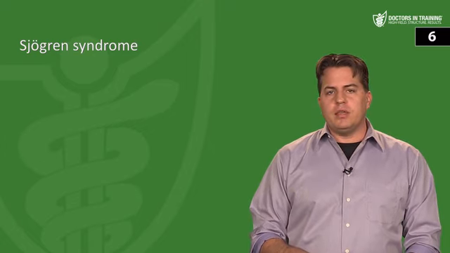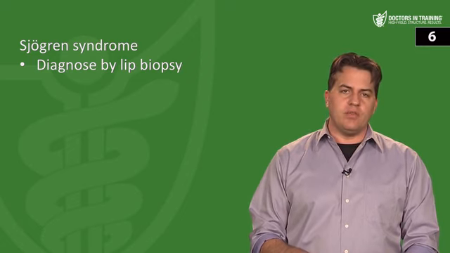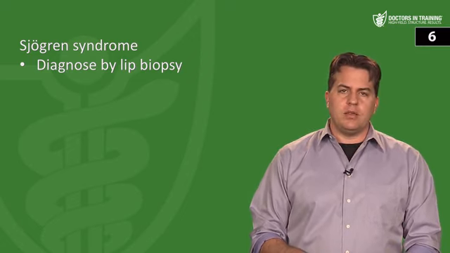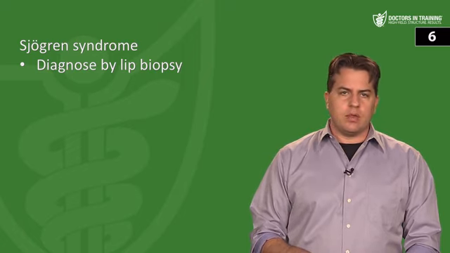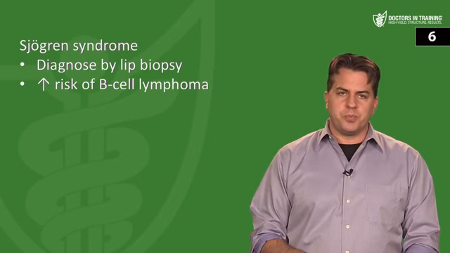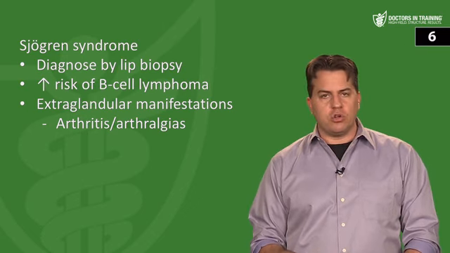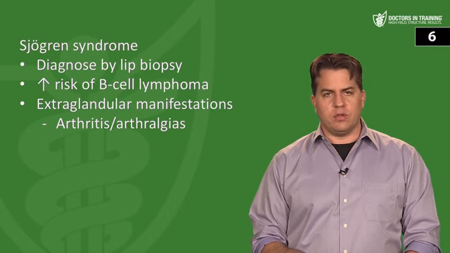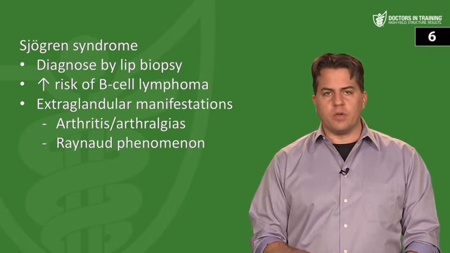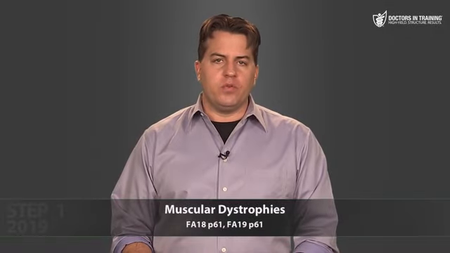The definitive way to diagnose Sjogren's syndrome is by a biopsy of the lip to examine the minor salivary glands found there. I mentioned the disease is associated with an excessive lymphoid infiltrate. Associated with this is an increased risk of B-cell lymphoma. I mentioned arthralgias and arthritis as possible extraglandular manifestations. There are other possible extraglandular manifestations associated with Sjogren's syndrome, such as Raynaud phenomenon, but those are beyond the scope of your exam. All right, let's go over a few muscle disorders next, starting with muscular dystrophy.